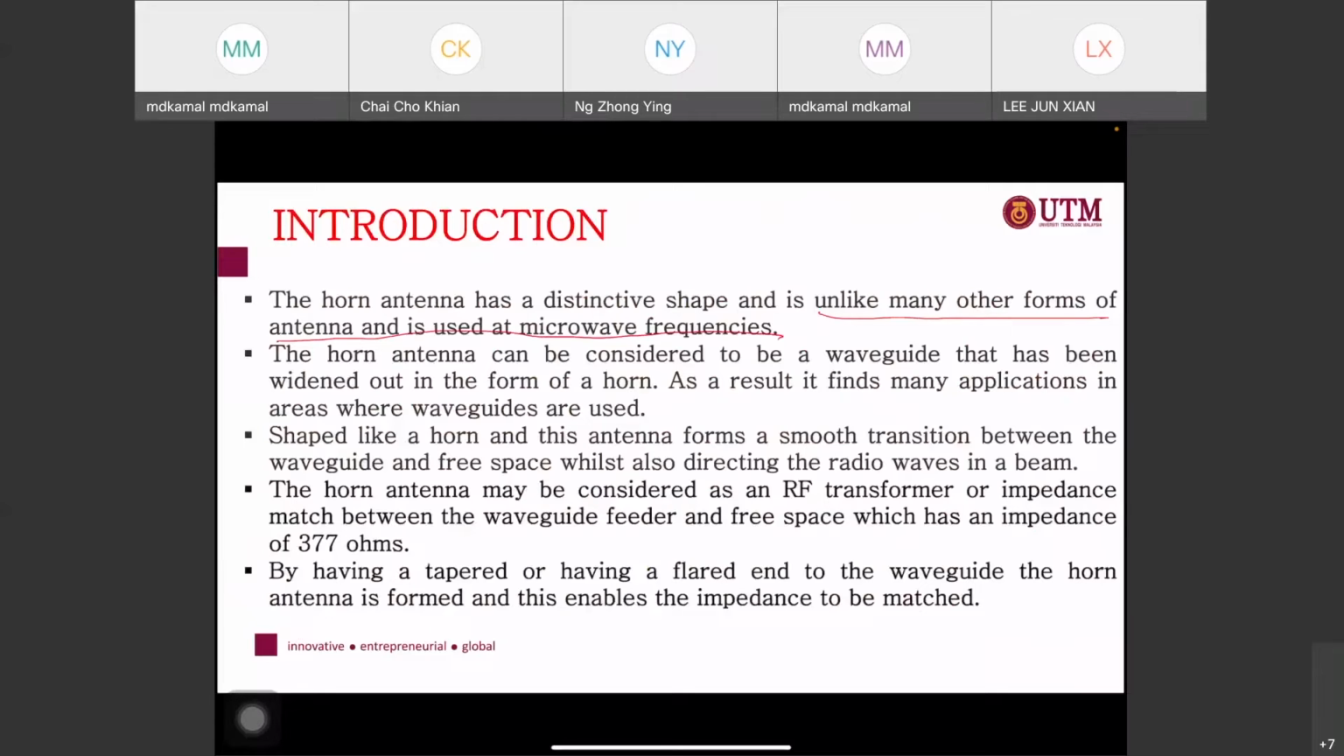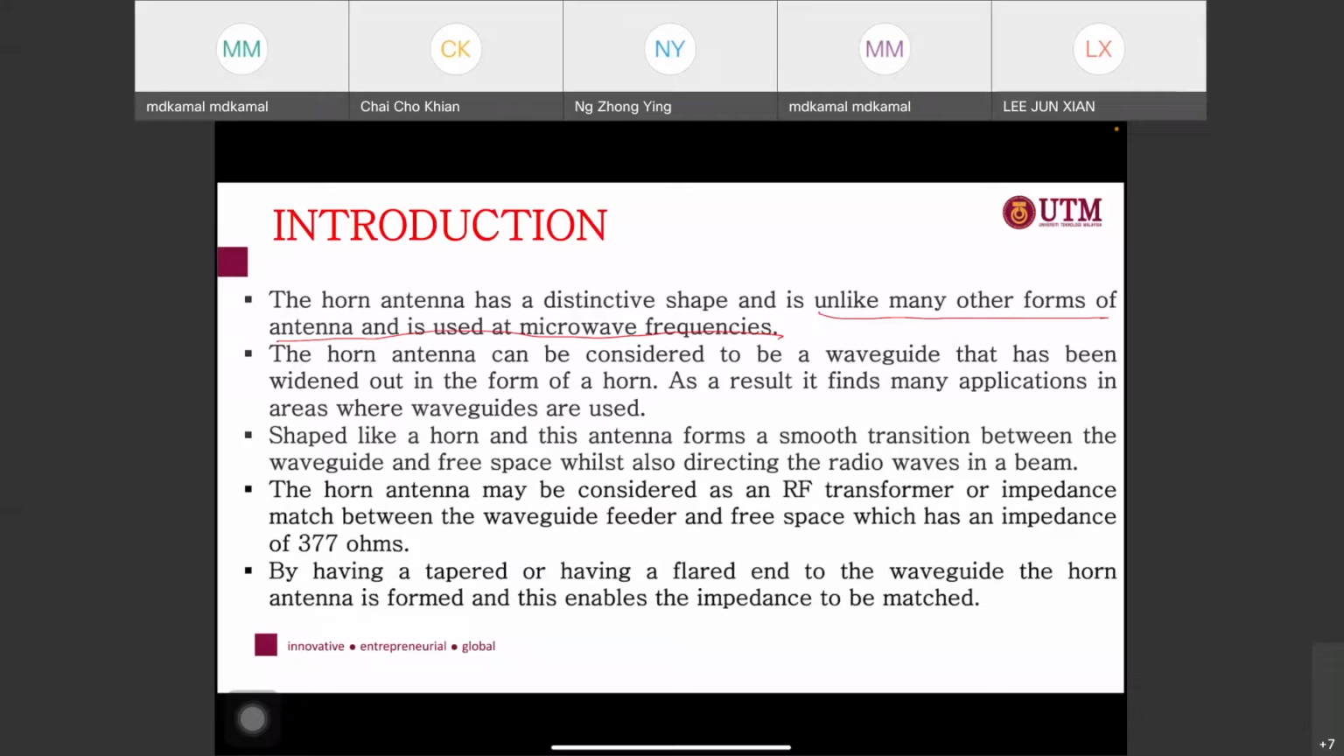So what we can see, you can find out that the horn antenna is being used for the microwave frequency. We are not using it at low frequency like UHF or VHF because what happened? The horn antenna becomes big due to the cutoff frequency of the waveguide. Okay, so the horn antenna can be considered to be a waveguide that has been widened out in the form of a horn. As a result, it finds many applications.